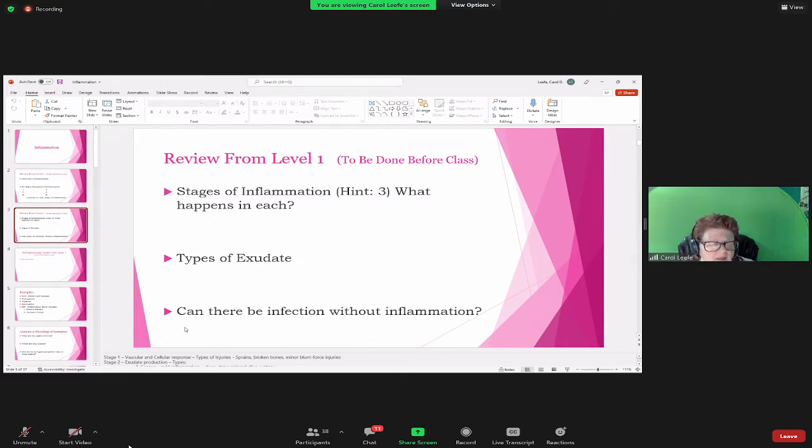So basically the moral of that story is, use your medical terminology and describe what you see, okay? And they can't go anywhere with it. Purulent. Even if you put purulent drainage, they still can't go anywhere with it, but you haven't described it to the best of your ability as far as what exactly is going on. All right, so can there be infection without inflammation?